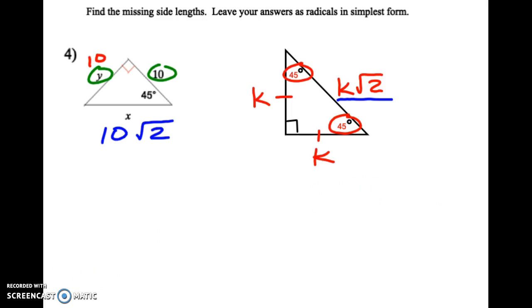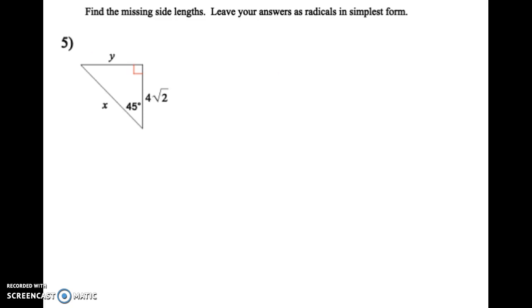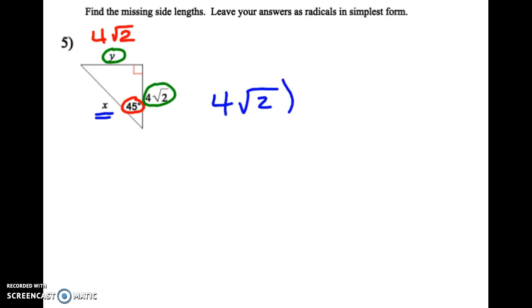Let's look at another 45-45-90 triangle. Number 5 is also a 45-45-90 triangle. Tell by the 45-degree angle right there. First thing we want to do is pick out the two sides that are the same. In this case, it's going to be the 4 square root of 2 and the y. So that means the length of y will be the same, 4 square root of 2. Now to find the hypotenuse, if you remember, we're going to take the side length and multiply by the square root of 2.